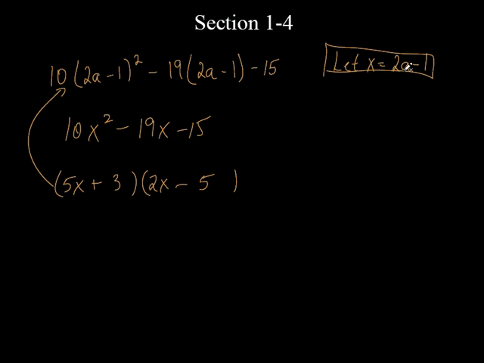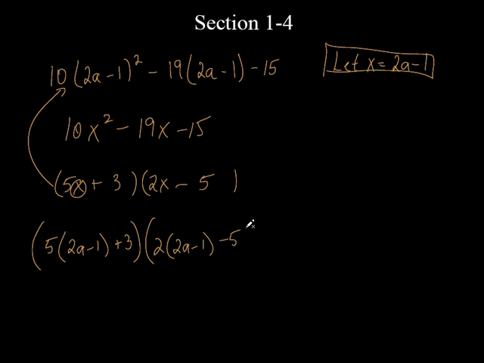So if x is equal to 2a minus 1, I'm going to replace that x with a 2a minus 1. It's being multiplied by 5, so it's going to be 5 times 2a minus 1. And then just finish off the rest of it. That's a plus 3. Close that parentheses. Do the same thing with this one. It's 2 times x. Got to put it in parentheses because it's being multiplied by 2. Got 2a minus 1. And then minus 5.